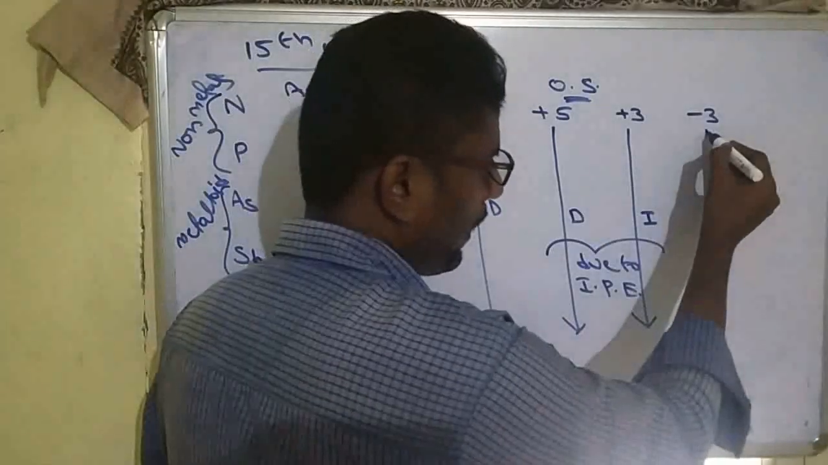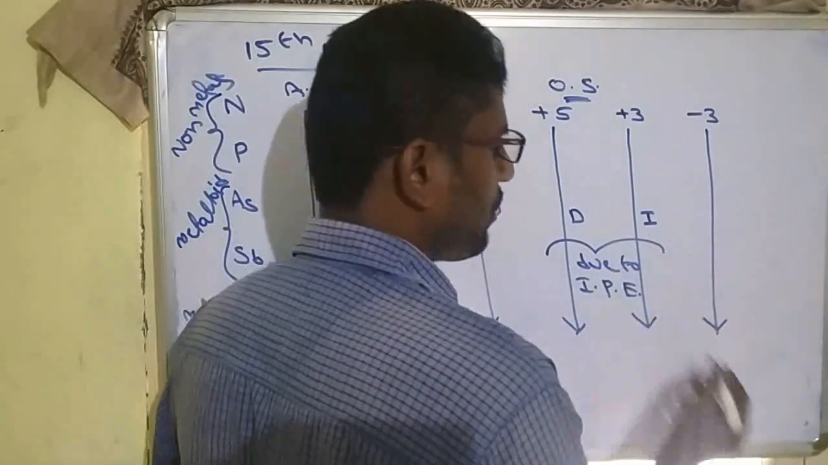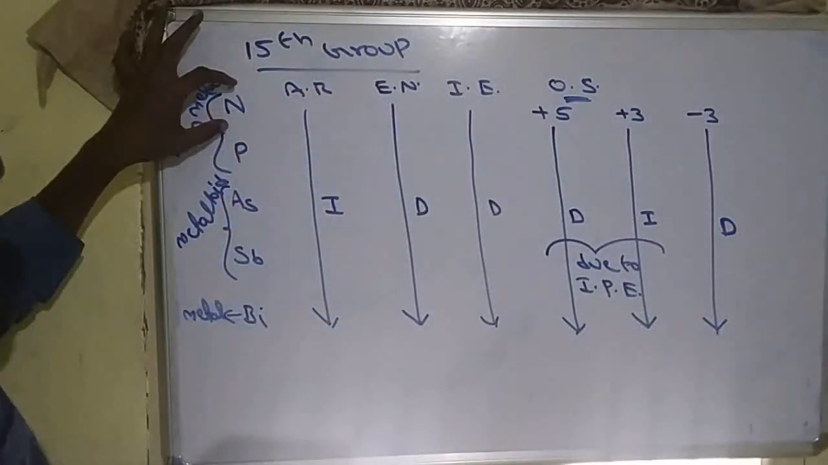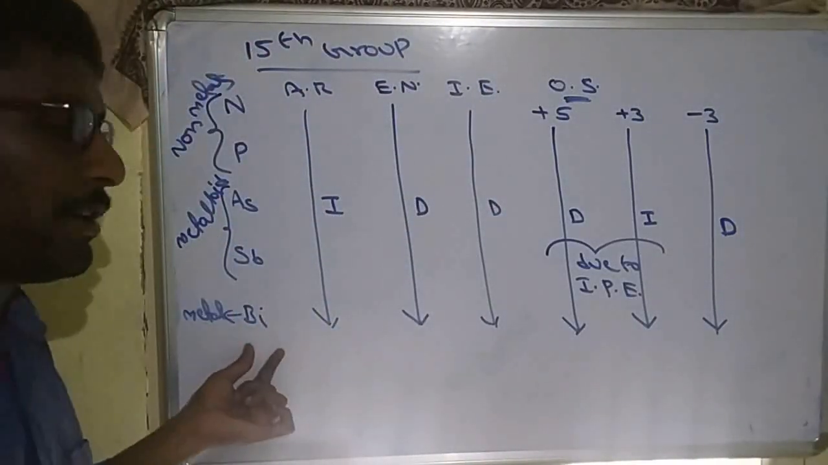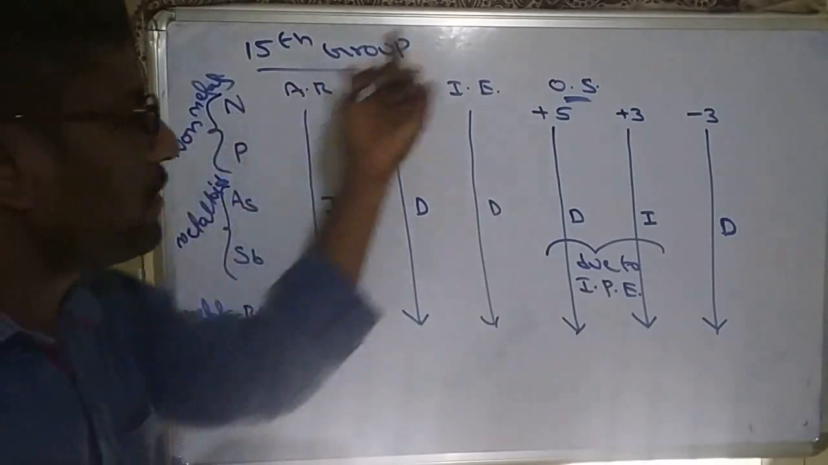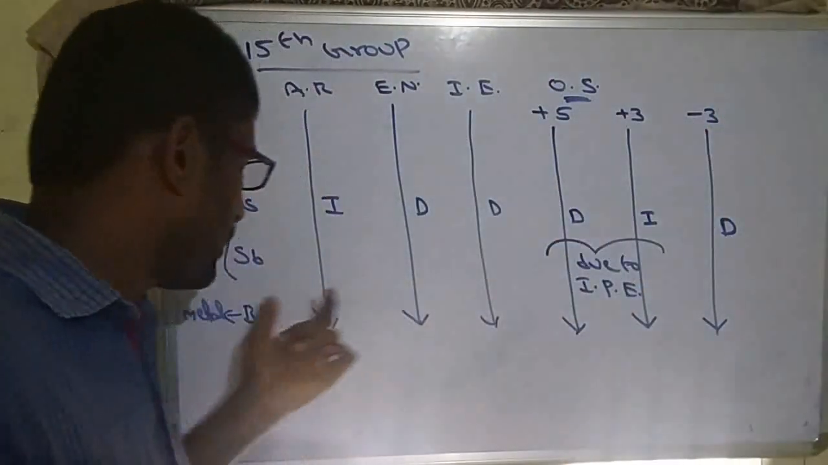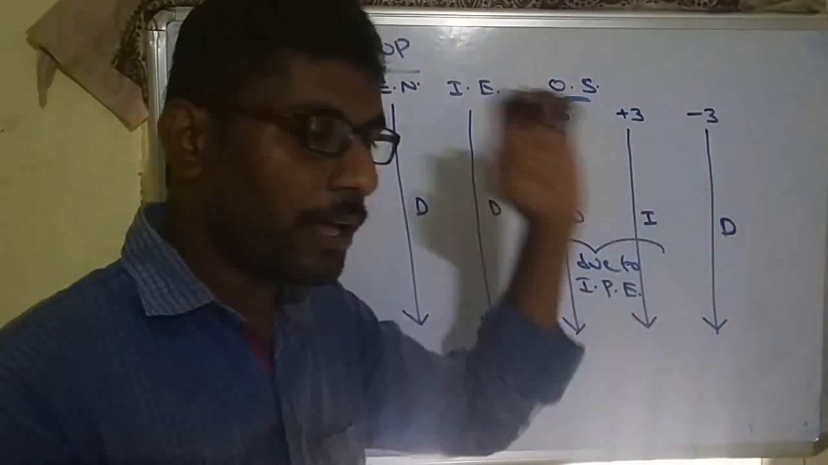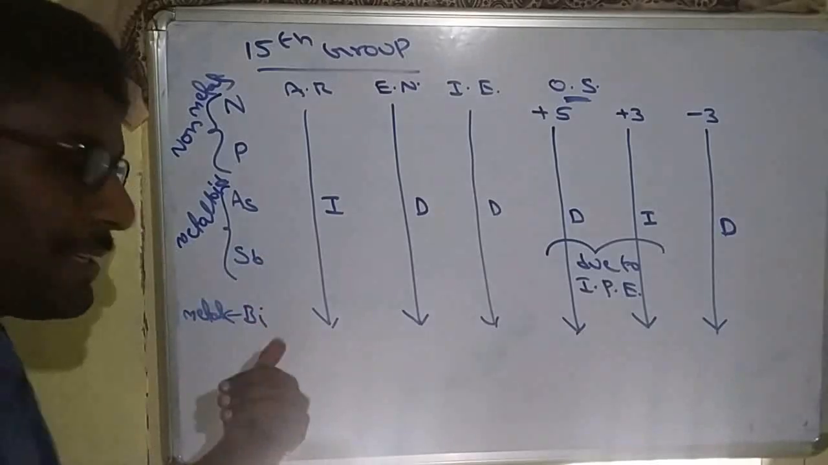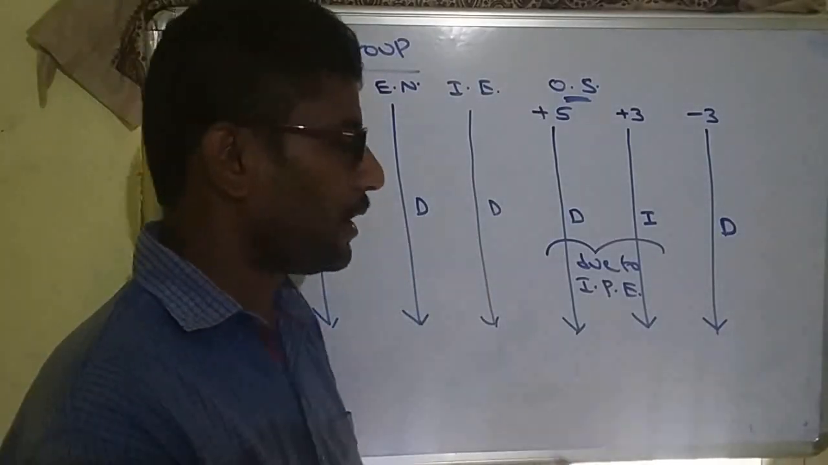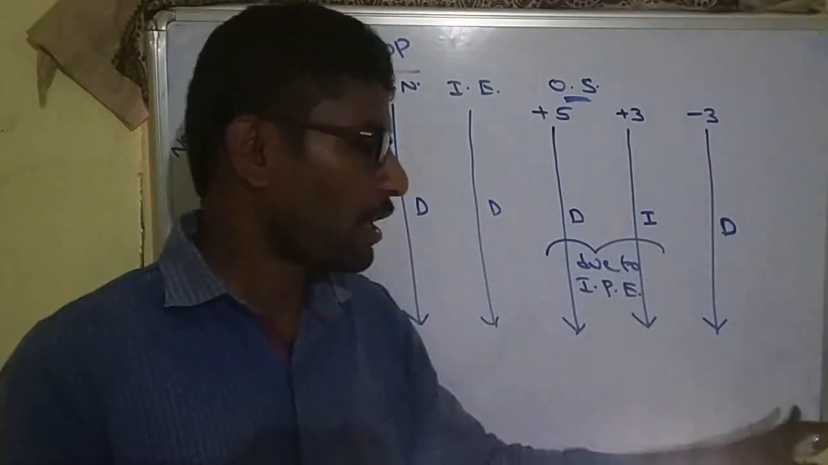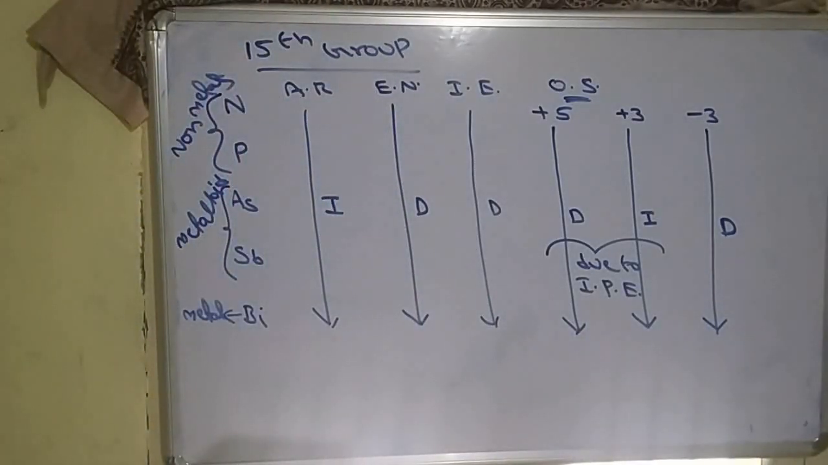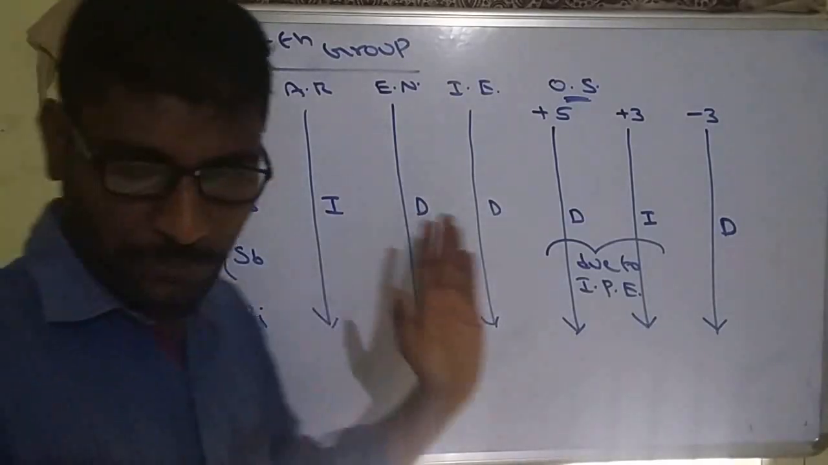Similarly, minus 3 stability also decreases top to bottom. Why? Because nitrogen and phosphorus are non-metals, but bismuth is a metal. Non-metals show negative charge easily, whereas metals do not. So the negative charge tendency decreases top to bottom due to increasing metallic nature. So these are the physical properties of 15th group elements.